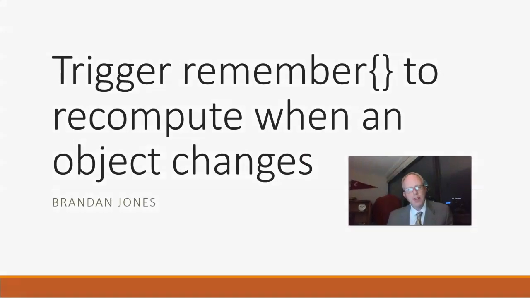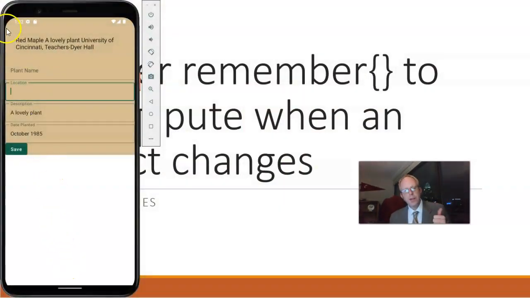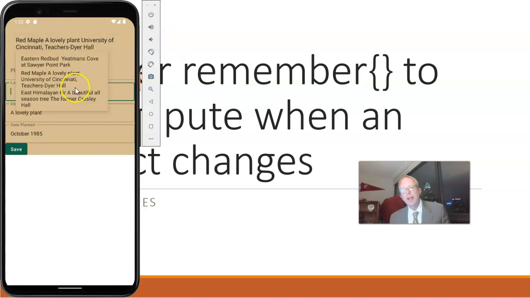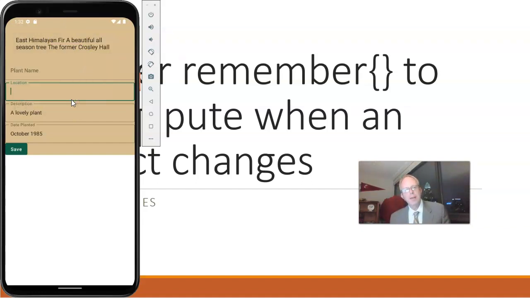In this video, we're going to see how to tell a remember function to forget its value and recompute when an object changes. Consider this scenario. We have a user interface with a spinner or a drop-down on the top, and that spinner has a collection of some type of object.